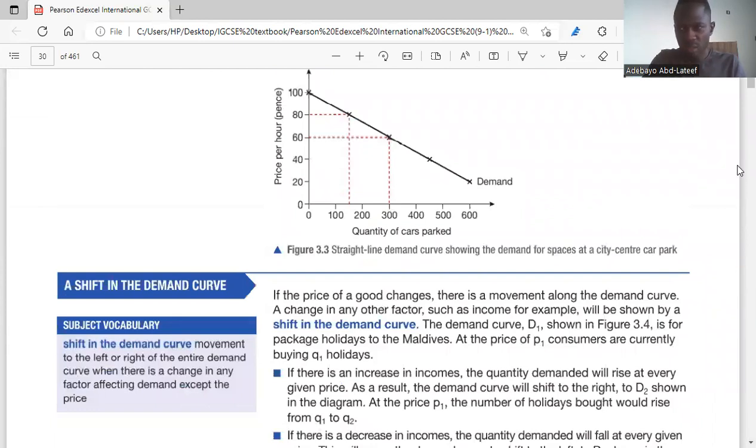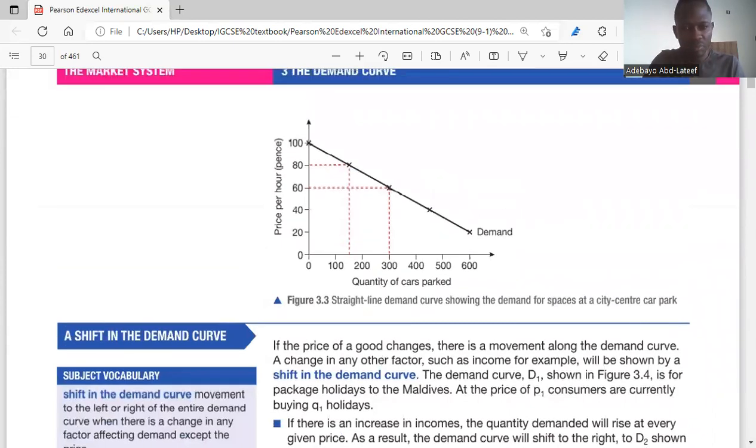In the third one, that's 3.3, we have the quantity demanded for cars. It's a straight line now, and the price for each car. So they said the price ranges from 0 to 100, and the quantity demanded ranges from 0 to 600. 3.3, page 21. Are you here? Page 21. Yeah. Okay.